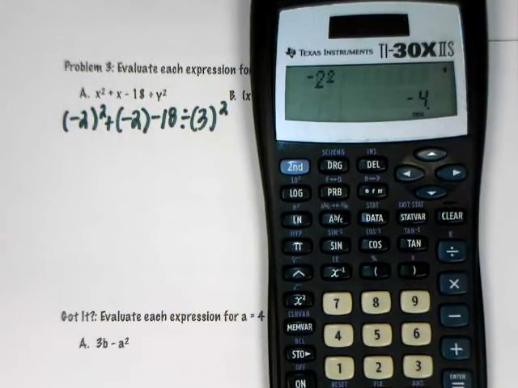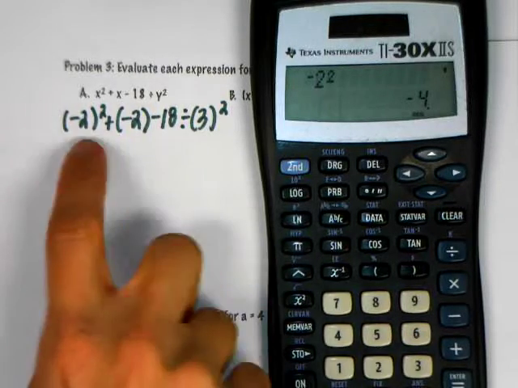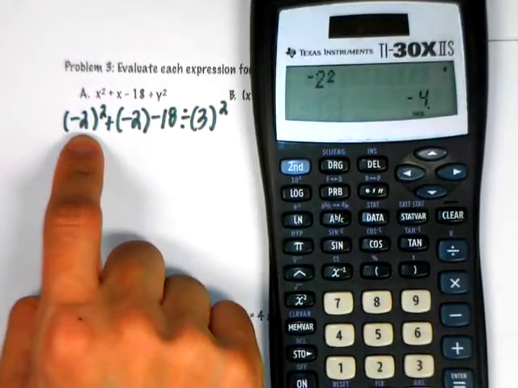So what do you get? -4. We talked about this at the beginning of the year, right? That parentheses versus no parentheses, your calculator doesn't know what to do with that negative. It gets confused. So it's crucial that you put parentheses around that so that you're not getting the wrong answer every single time when you do one of these, right?